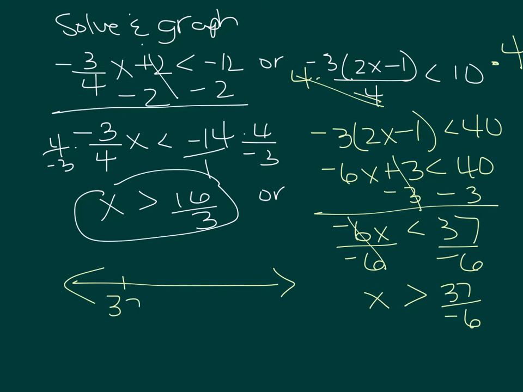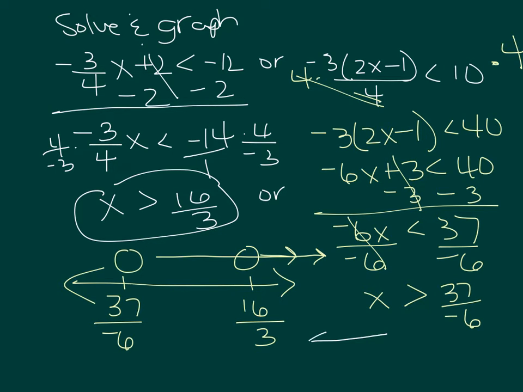So I go to graph it. 37 over negative 6 is obviously going to go on the left side, and 16/3 is going to go on the right side. It's greater than 16/3, and it's greater than 37 over negative 6. And an "or" is wherever anything is shaded. So therefore, since my graph is everything to the right of negative 37/6, my final answer would just be negative 37/6, open circle, shade to the right.